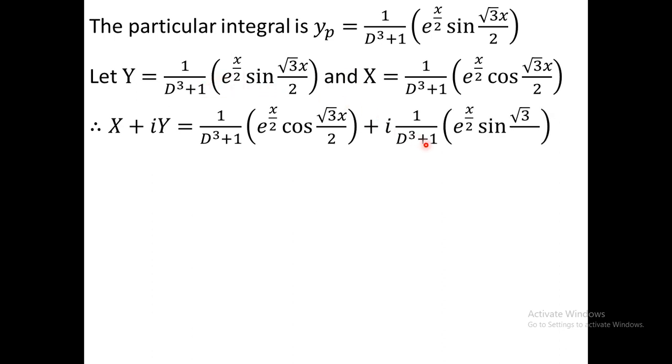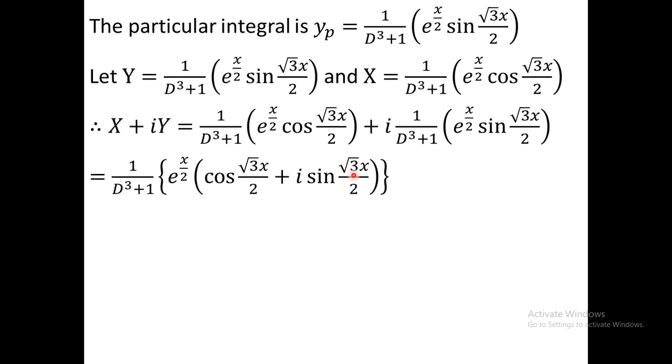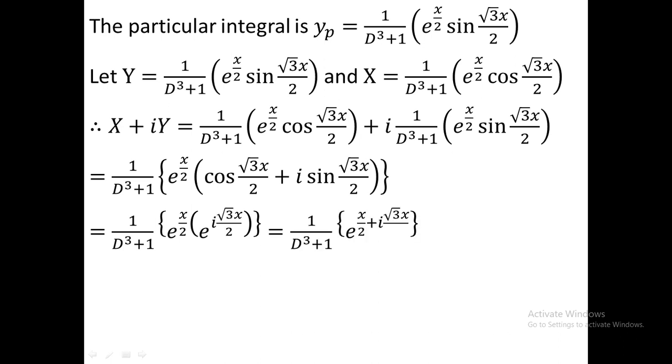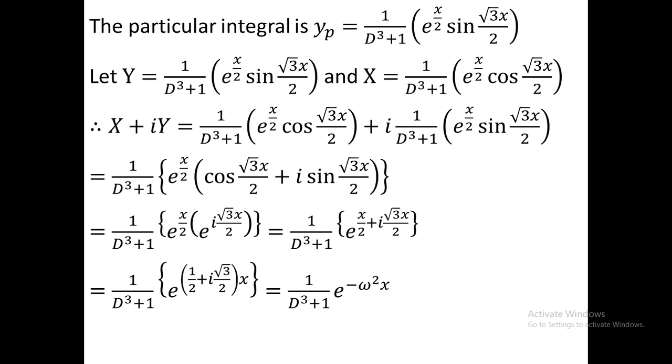Okay, therefore 1 by d cube plus 1 e to the power x by 2 into cos of root 3 by 2 plus i into sin root 3 by 2. This means e to the power x by 2 into e to the power i root 3 by 2 x. If you calculate it in the power of e, it will be x by 2 plus i root 3 by 2 x. This can be written as 1 by d cube plus 1 e to the power half, here I take common x, therefore half plus i root 3 by 2 into x.